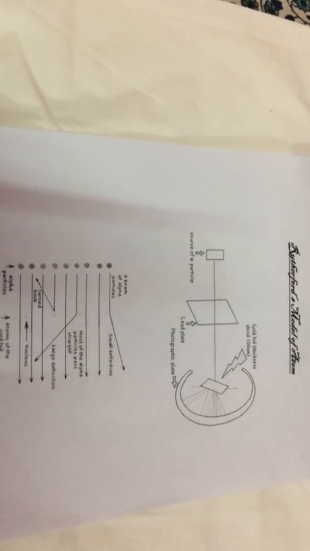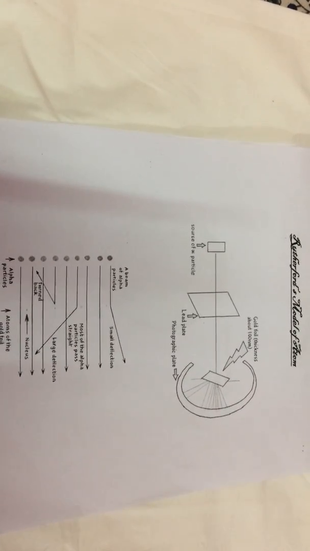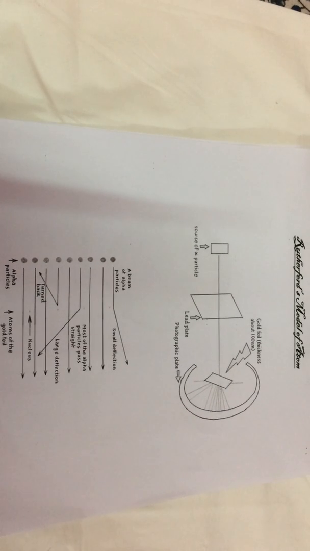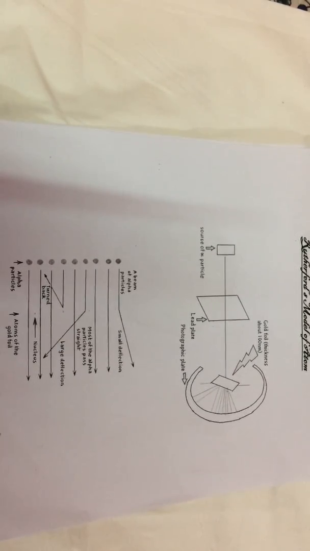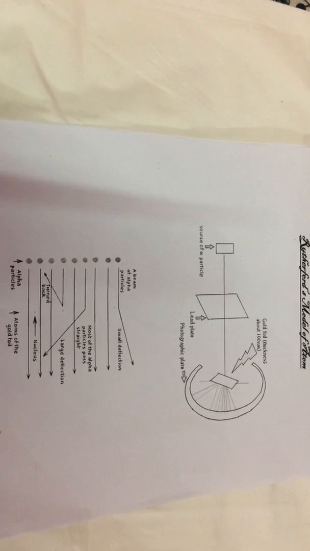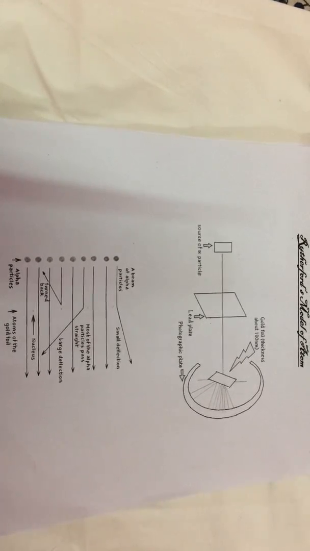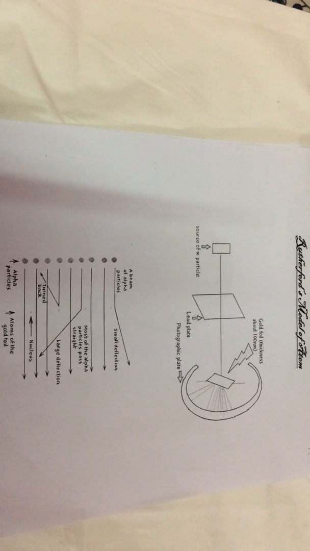Rutherford concluded that as most of the particles pass through the foil without deflection, there is a large empty space inside the atom. Since some of the alpha particles are deflected at certain angles, there is a heavy positively charged mass present in the atom.